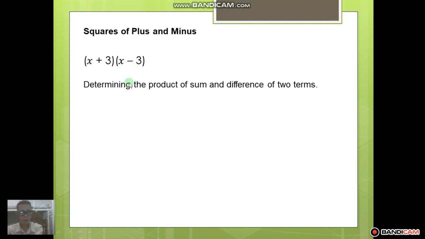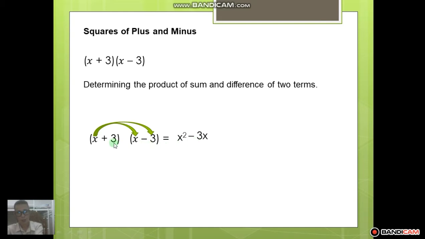Now how are we going to determine the product of this expression? Of course, by applying the distributive property of multiplication or the FOIL method, we can determine the product. In this case, we will use the distributive property of multiplication. We will multiply each term here to the terms in the next binomial. First we have x. We multiply this to the first term of the next binomial. The result is x squared. Then multiply x again to the next term, negative 3. The result is negative 3x.